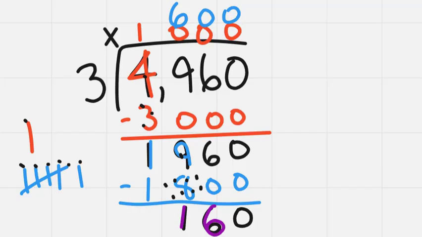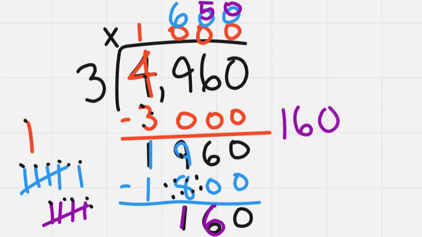going over. 3, 6, 9, 12, 15, 18. That's too high, so we stop at 15. That's 1, 2, 3, 4, 5. We'll put 5 straight up above, and then a 0 as a placeholder. Now we have to subtract. I've run out of room, so I'm going to rewrite the number here. 3 times 5 is 15, and then I'll add the 0.